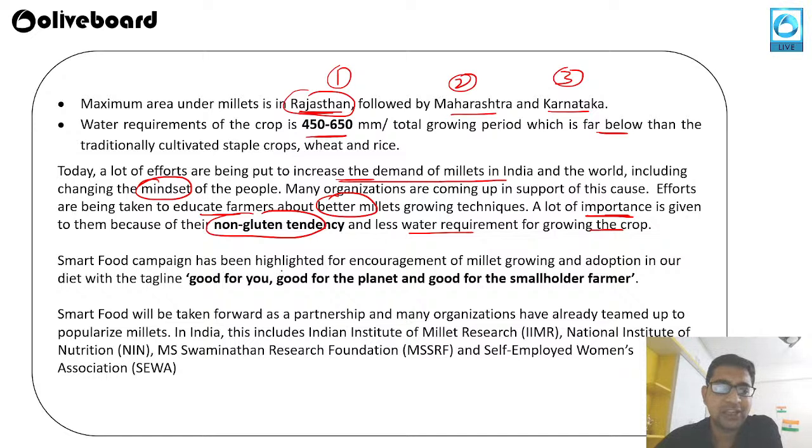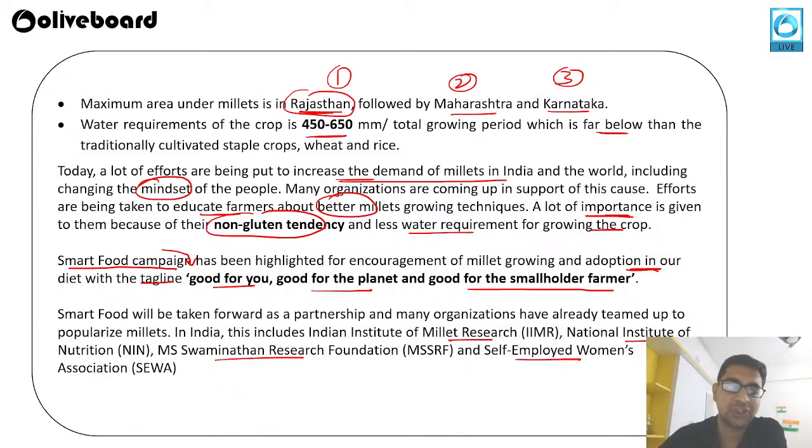So a Smart Food campaign has been highlighted to encourage millet growing and its adoption in our diet. We have to adopt this in our diet because it has a good tagline: good for you, good for the planet, good for the smallholder farmers. Okay, so Smart Food is being taken forward as a partnership, and many organizations have teamed up to popularize millets in India. The Indian Institute of Millet Research, the National Institute of Nutrition, the MS Swaminathan Research Foundation, and the Self-Employed Women's Association, that is SEWA, are all there for creating awareness regarding millet consumption throughout the world.